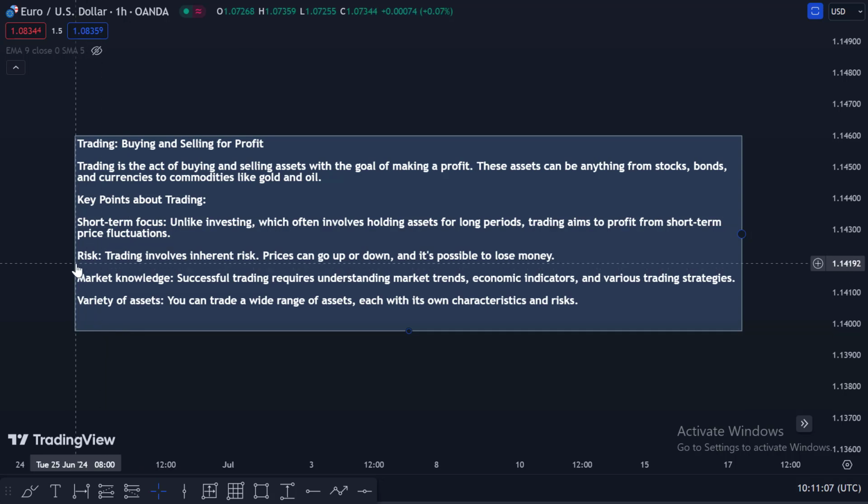Now, one of the key things you need to understand about trading is risk. Trading involves inherent risk. Price can go up and down, and it's possible to lose money. You need to understand this. This is the nature of trading, and that is the nature of everything in life. Everything you want to do in life carries risk. All of them go up and down. There is nothing you can say is guaranteed and can never fail. No matter what you are doing, all of them involve risk.